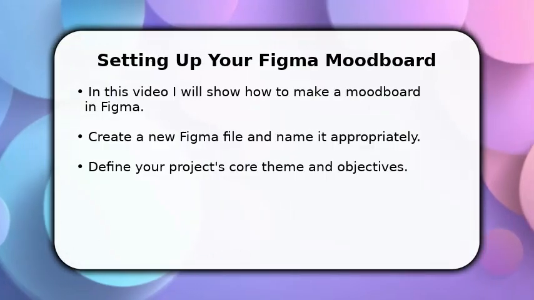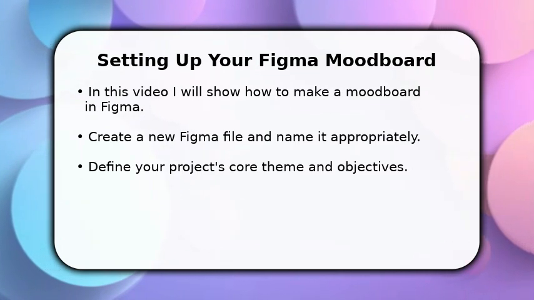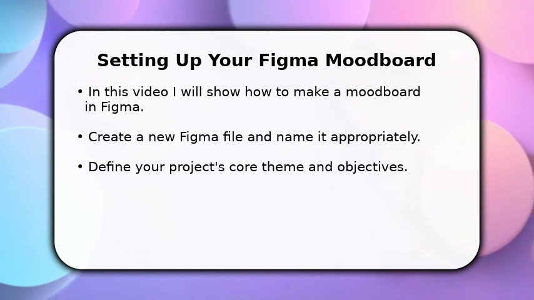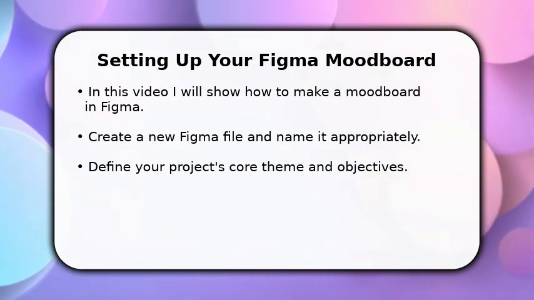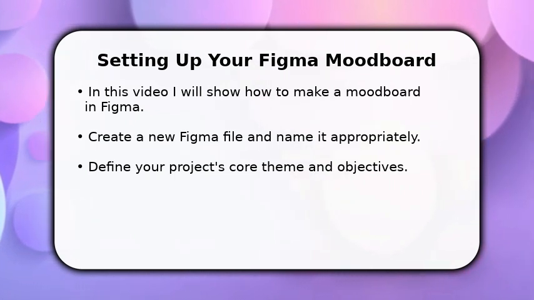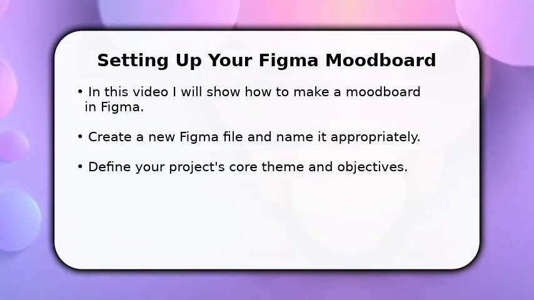Start by opening Figma and creating a new file. Name it clearly, perhaps Project X Moodboard. Before adding anything, take a moment to define your project's main theme and what you hope to achieve. This clarity will guide your selections. Begin collecting a variety of images, colors, and text that resonate with your initial vision.